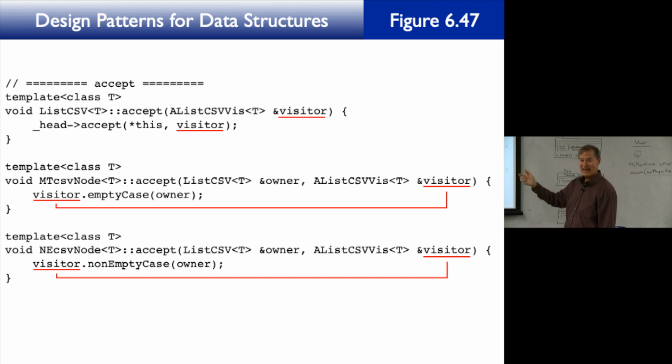But now the way we did things in our thing, what did the list do? It said, I don't know if I'm empty. I don't know what to do. So what does it do? Underscore head arrow what? Accept. It's in itself. So it has the empty node version and the non-empty node version.